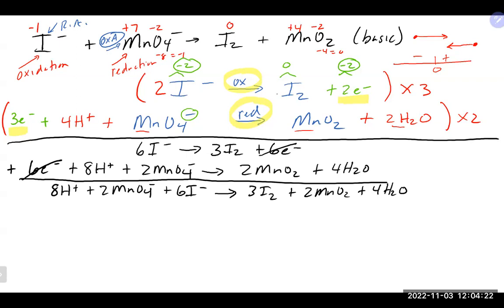Any questions so far? If I was balancing this reaction in acidic conditions, I would be done. So we could check just to make sure we did it right for acidic. We have 8 hydrogens on the left, 8 on the right, 2 Mns on the left, 2 on the right. We have 6 iodines on the left, 6 on the right. We have 8 oxygens on the left, 4 oxygens on the right, plus another 4 is 8. Overall charge here on the left-hand side is +8 from the first guy, -2 and -6 is 0. Overall charge on the right is 0.